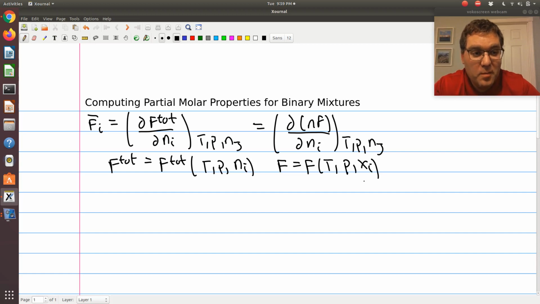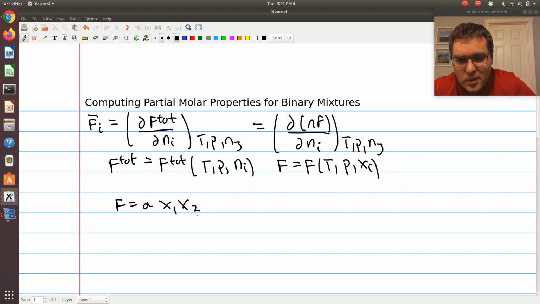So typically what I more commonly have an expression for is my molar f. Why? Because it's independent of the size of my system. It's much more generally applicable. And so f is a function of temperature, pressure, and composition. If I were to pull an equation out of a hat, we typically fit equations like f equal to a constant times x1 times x2. We have expressions for f that are a function of composition, x.